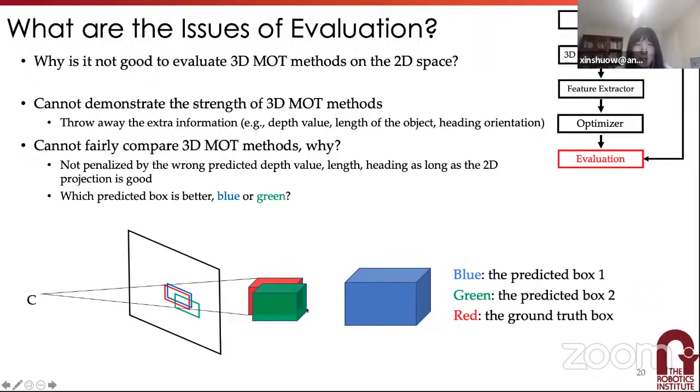Well, it's definitely not. If we look at the visualization here on the right, we can see that the green box has much higher 3D IoU with the red one compared to the blue one. And the blue one has a clearly wrong predicted depth value here. So that's not what we want. And the conclusion is that we should not use 2D metrics to evaluate 3D MOT methods, but instead use 3D MOT metrics.